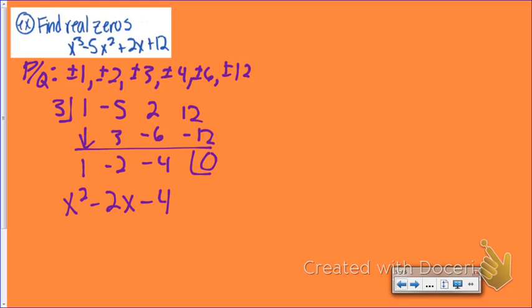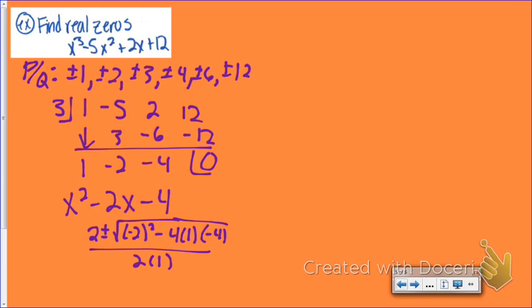So it's negative b plus or minus the square root of b squared minus 4ac all divided by 2a. And I'm just going to go ahead and simplify this. So that's going to give me 2 plus or minus the square root of 4 plus 16, so it's 4 minus a negative 16. So it's 2 plus or minus the square root of 20 over 2. And I can simplify the square root of 20. The square root of 20 simplifies into 2 root 5. So I have 2 plus or minus 2 root 5 over 2.